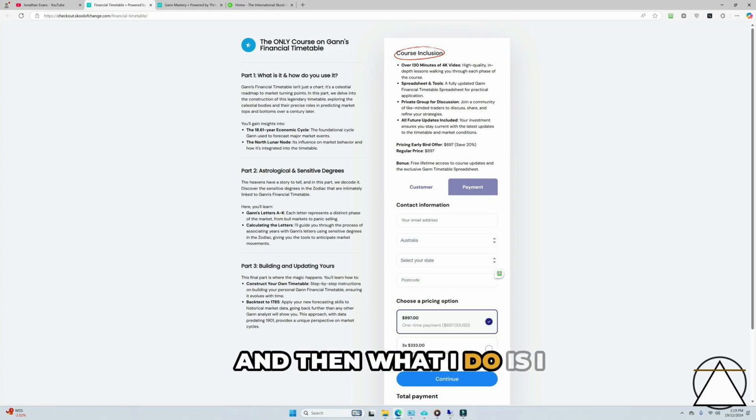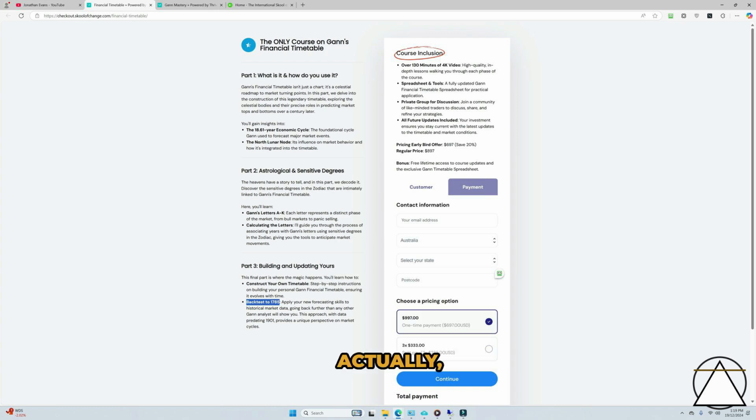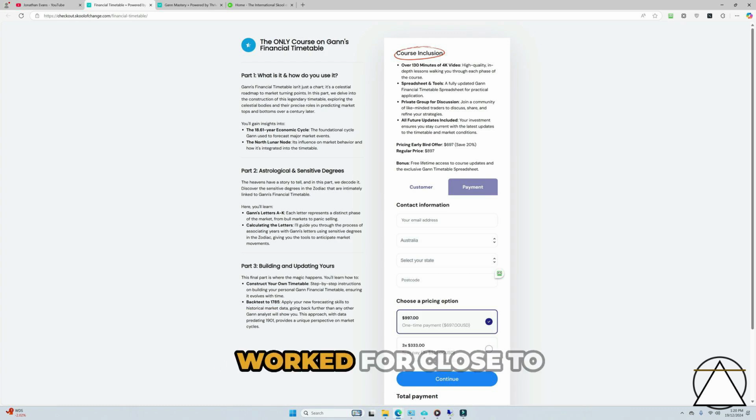And then what I do is I backtest WD Gann's timetable and his A to K lettering from 1785 out to 2008. Okay, actually it goes out to around 2020, but 2008 is WD Gann's timetable. And what this is going to do is show you that this has actually worked for close to 250 years.